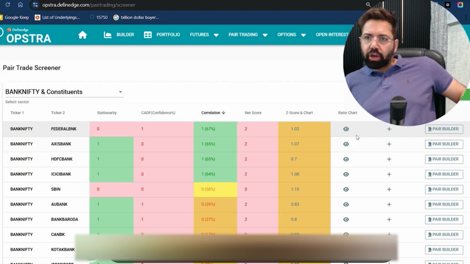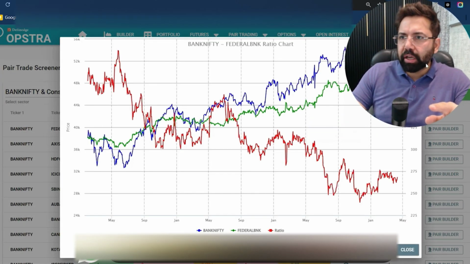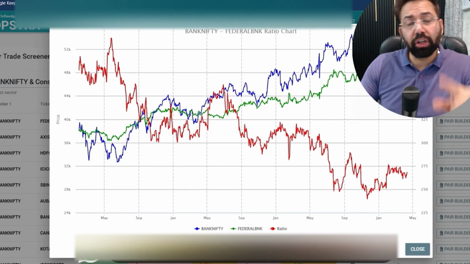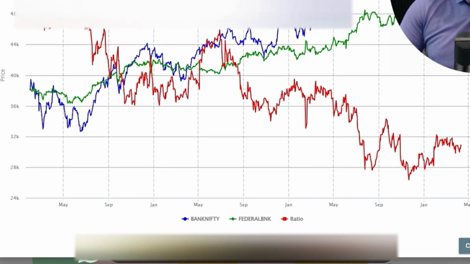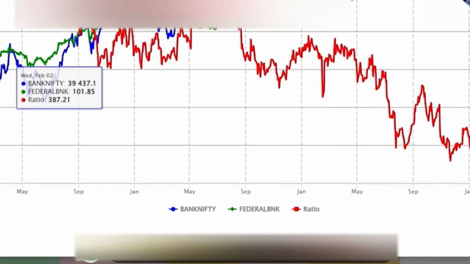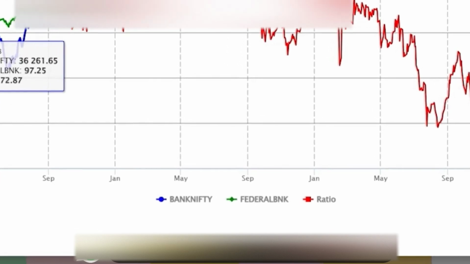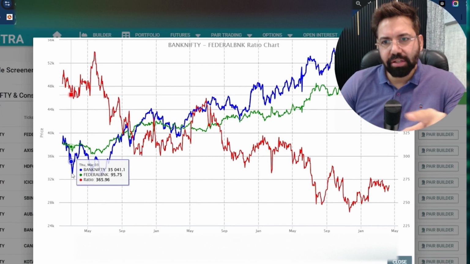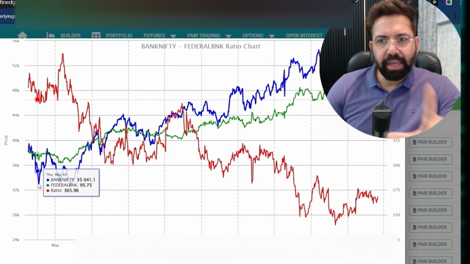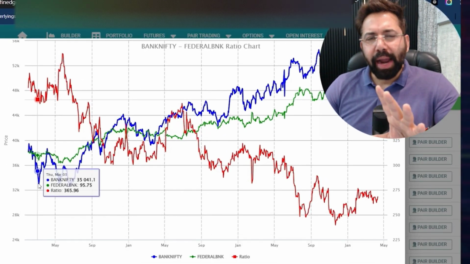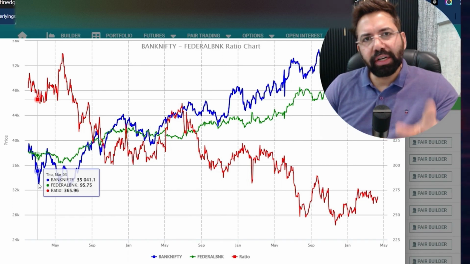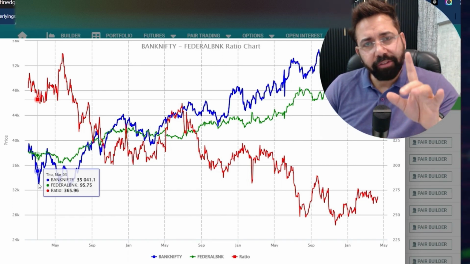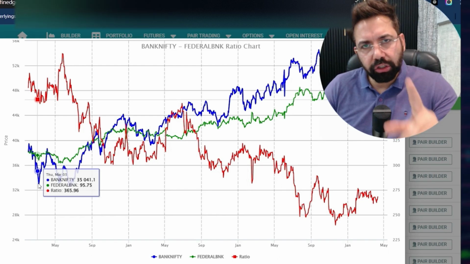Now, what we can do is go to ratio charts. As soon as we click on ratio charts, something very interesting is going to happen. I want you to pay full attention, something really good. Here what you see is a green line at the bottom, and the blue line. The green is Federal Bank, the blue line is Bank Nifty. For 99% of the people, pair trading ends here. But no, we're gonna have a system, a complete solid system, right?